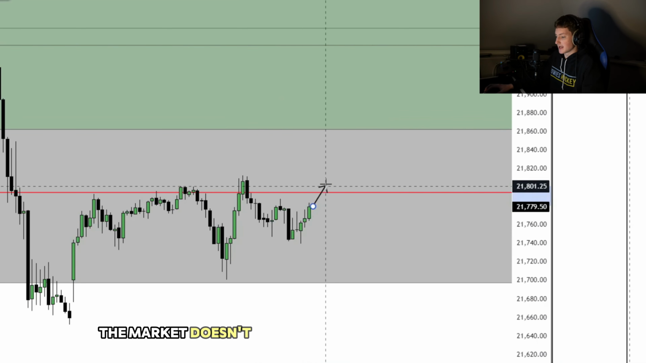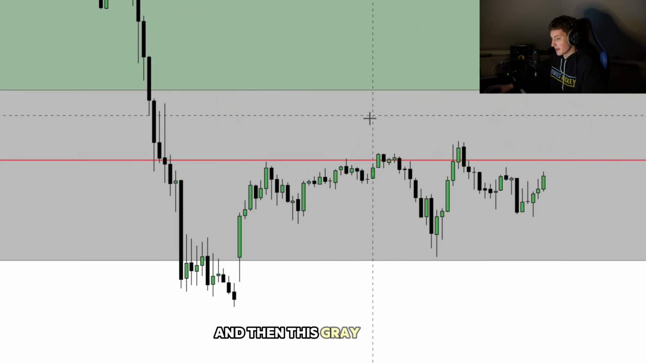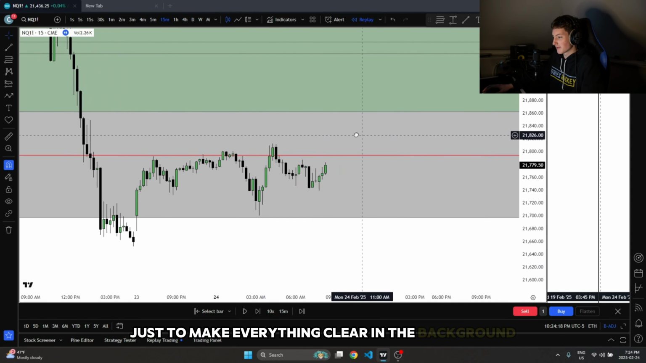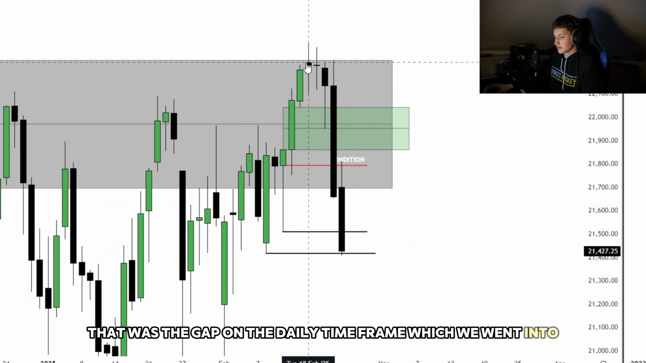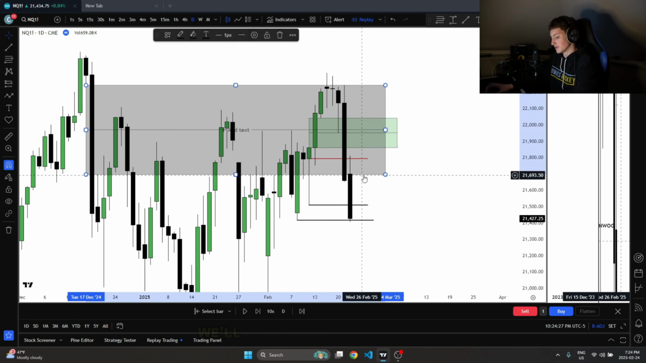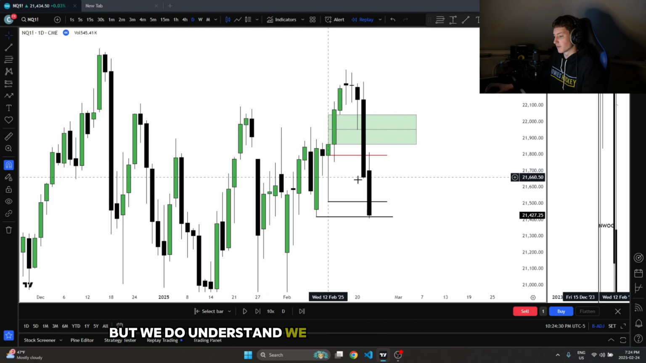In this case, the market doesn't actually trade all the way up into it. We reject earlier, but if we did trade up here, we'd expect to see some resistance. And then this gray box here, just to make everything clear, in the background, that was the gap on the daily time frame, which we went into, did not close above, and then came back down. We'll delete that for simplicity, but we do understand we are rejecting from that area.